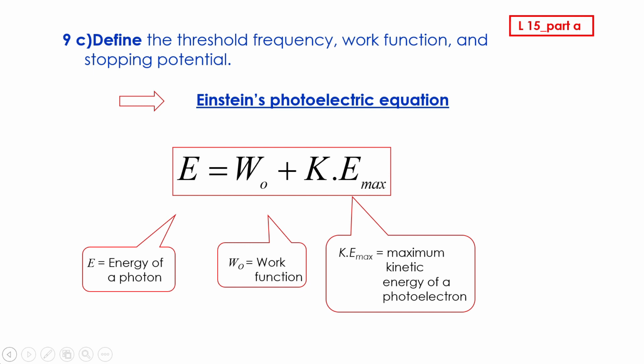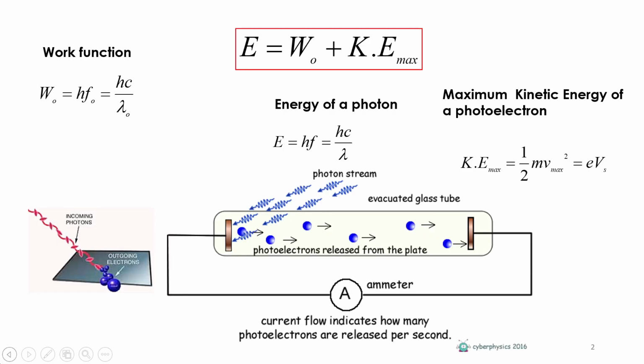Nine C. Define the threshold frequency, work function, and stopping potential. From Einstein's photoelectric equation, E is equal to W naught plus Ke max. E is the energy of the photon, W naught is the work function, and Ke max is the maximum kinetic energy of the photoelectrons. From this equation, E, the energy of a photon, is equal to hf, which is equal to hc over lambda.